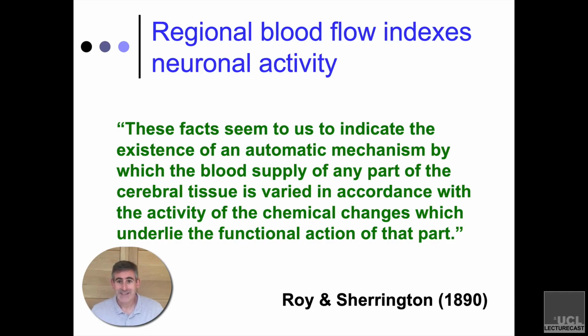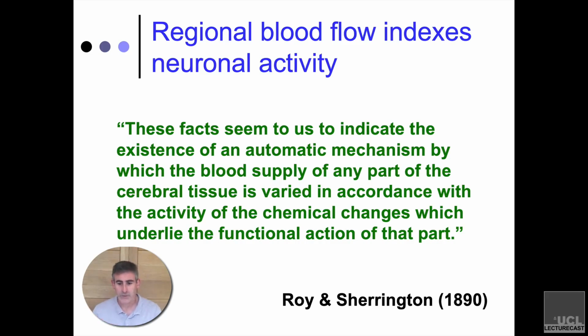What's fascinating is that in the exact same year, Roy and Sherrington, who were physiologists in Oxford at the time, were doing work with rodents, mice and rats. And what they found was that when you caused activity in a specific part of the brain, there was an increase in local blood flow there. Now, mind you, there's a decrease in blood flow elsewhere to compensate, so that there isn't a change in overall volume.